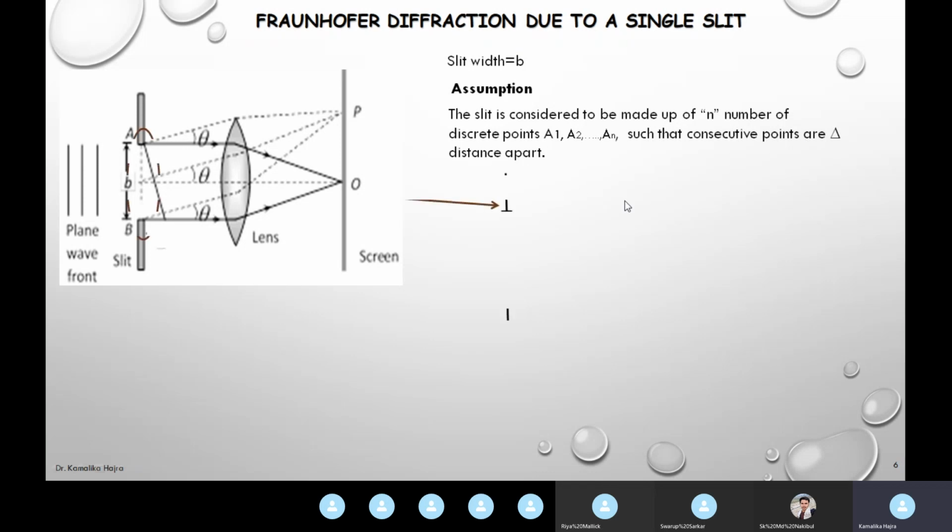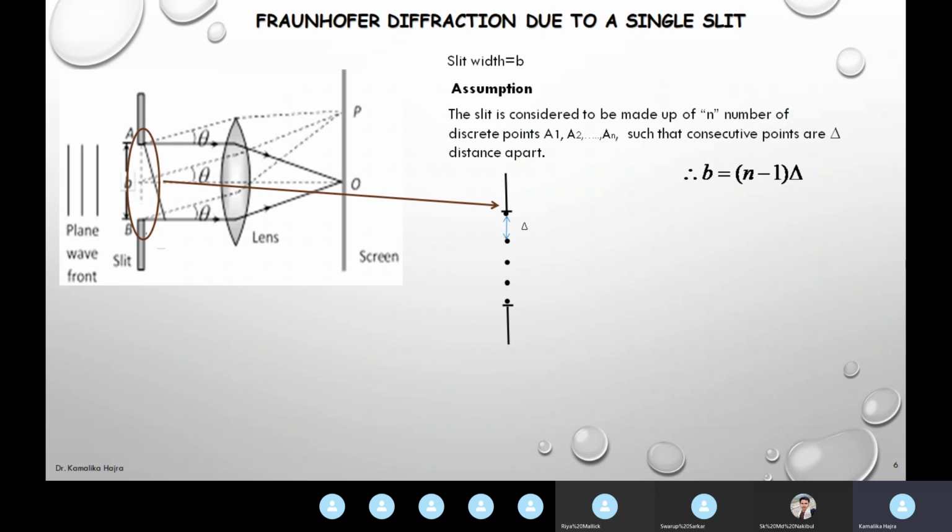Okay, what do I mean? I've magnified this slit for you. So this is the slit of width b. The width between these two points is b, and I imagine that this slit is made up of imaginary discrete points, n number of such points, and the distance between any 2 points is delta. So these points are like a1, a2, a3, etc. up to n, and any 2 consecutive points are delta distance apart. Clear to everybody?